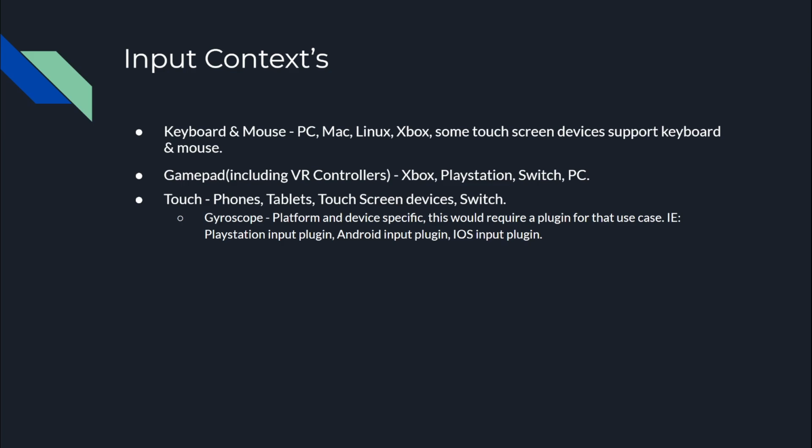As an important note, when you're building out stuff for gyroscopes and for a specific platform, it's good to put it into a plugin. That's what I was saying, i.e. PlayStation input plugin, Android input plugin, iOS, because when you switch to those platforms, it basically encapsulates all of your input related gyroscope stuff into that plugin and makes it pretty easy to take in and out of your project and reuse it if needed.